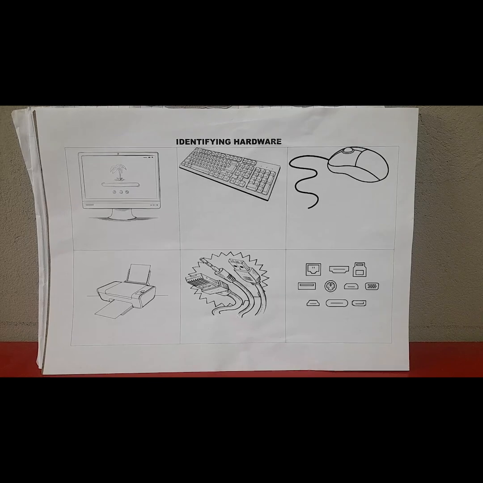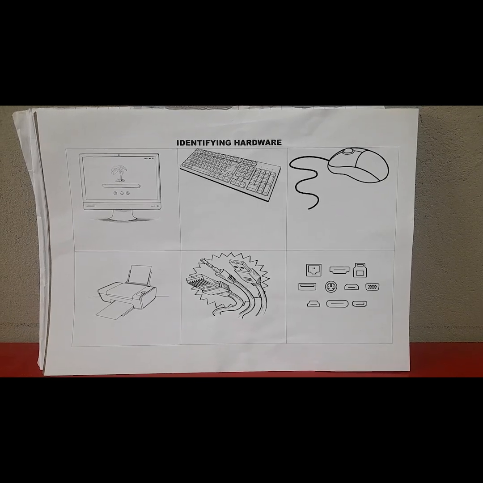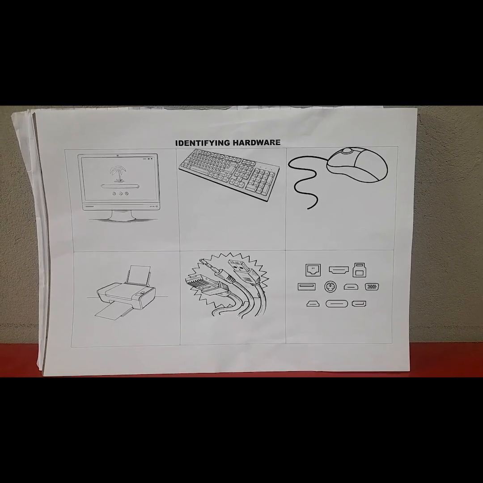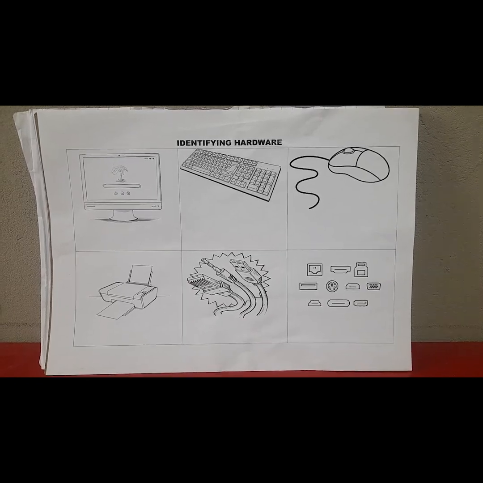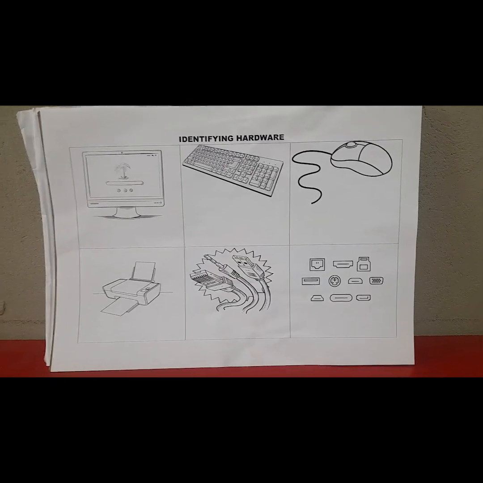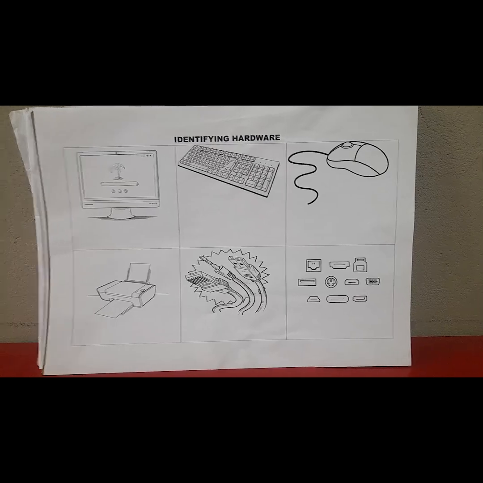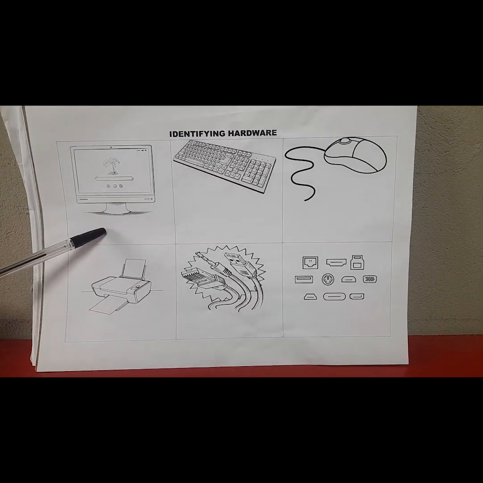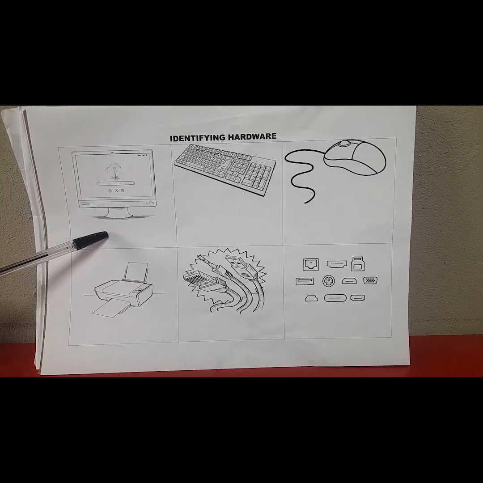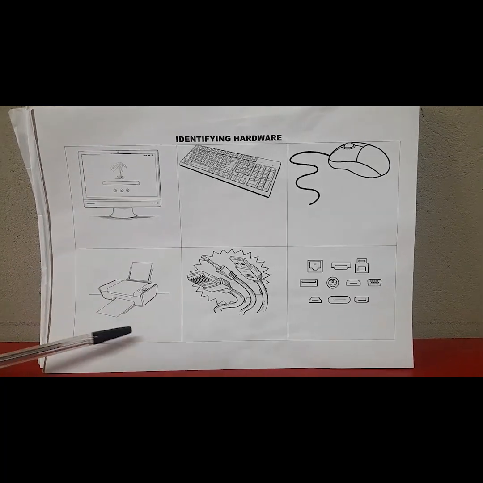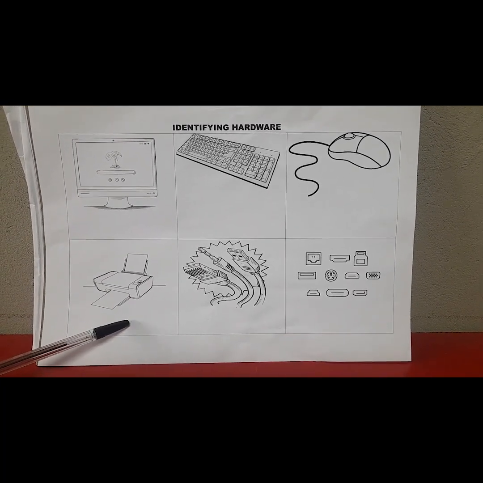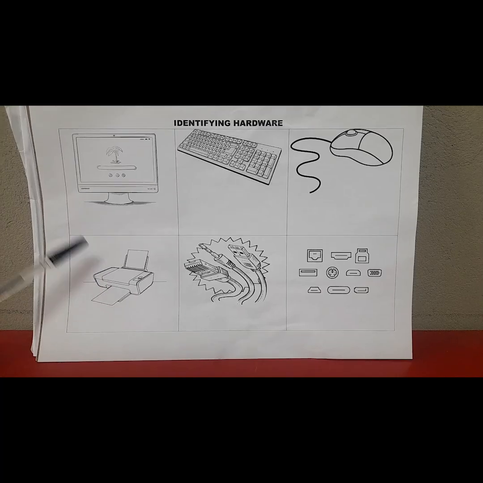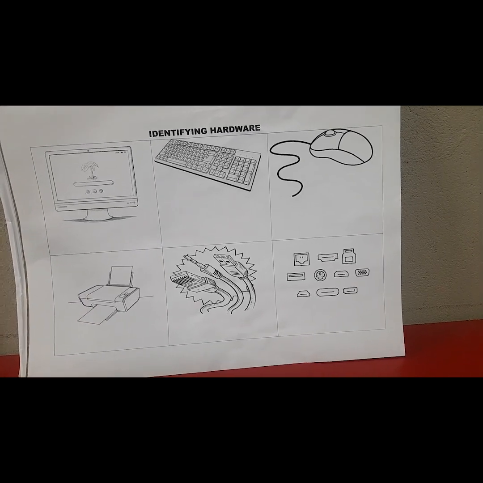Then I'll proceed to the output devices. I will ask the learners to identify the output devices on the chart. First, they will point at the monitor, which is used to display information to the user. Then a printer, which is used to print out information on a piece of paper for the user.